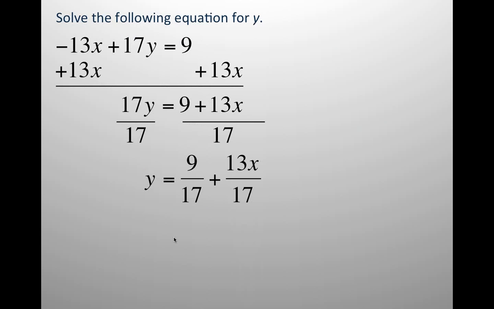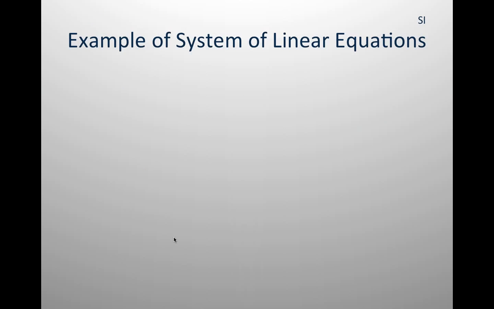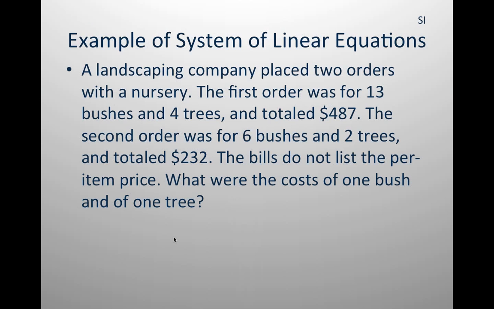Okay, so here we have another problem. We're going to add 13x to both sides to get rid of the negative 13x, or the subtraction of 13x. Then we're going to divide both sides by 17 to get rid of the multiplication of 17. And of course, our final answer, we can just write as y equals 13 over 17 x plus 9 over 17.